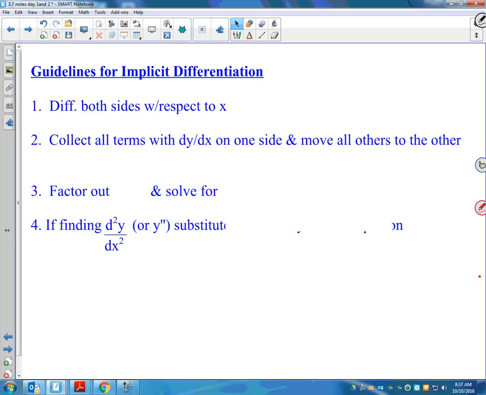And then if you're trying to solve for dy/dx and there's more than one term with it, you're going to want to factor it out and then solve for it. And then tomorrow we get to find the second implicit derivative, which gets really crazy, and there's always like one of those on the AP exam.